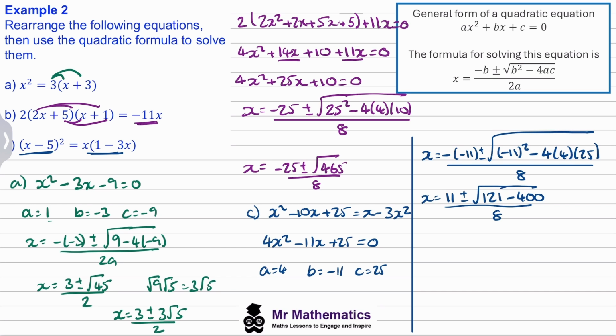We can't take this any further because 121 minus 400 gives us a negative, and you can't square root a negative. This means there'll be no solutions to this equation. This left-hand side will never equal 0. So if we draw a quick sketch of this, we'll have our parabola, and it won't touch or pass through the x-axis. This is more for A-level maths, but it's worth knowing that when b squared is less than 4ac, there won't be any solutions. Let's try example 3.